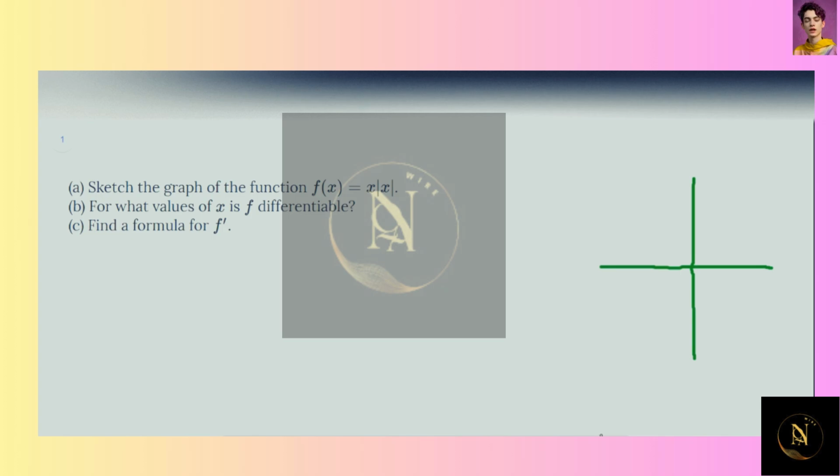Well, one approach we could do is to rewrite our function as a piecewise, which is a common approach when dealing with an absolute value function or a function that's related to an absolute value function. We know that the absolute value function is x for x greater than 0 and negative x when x is less than 0.